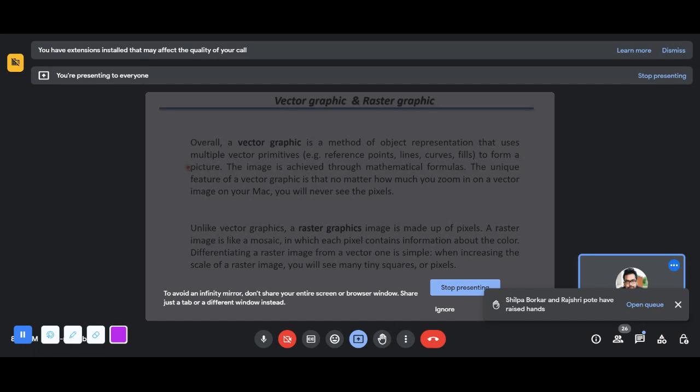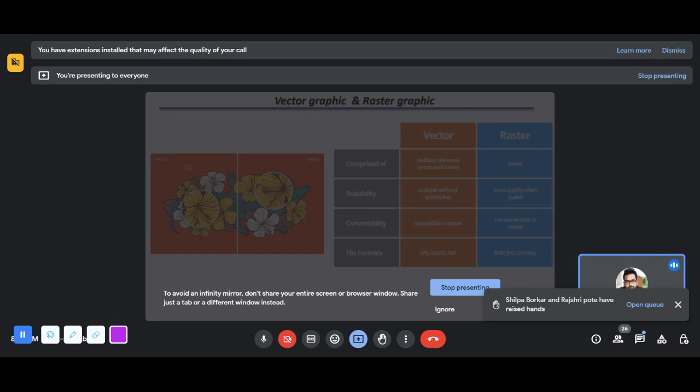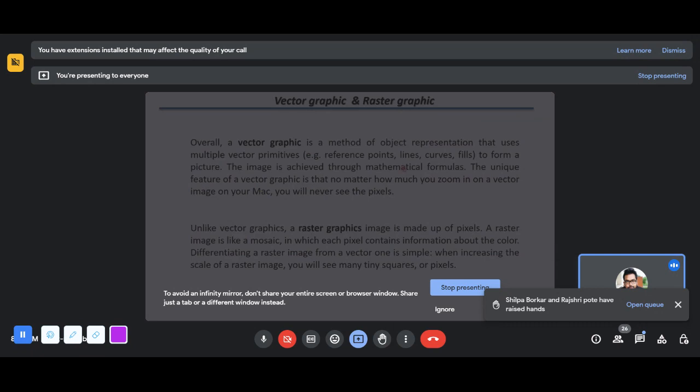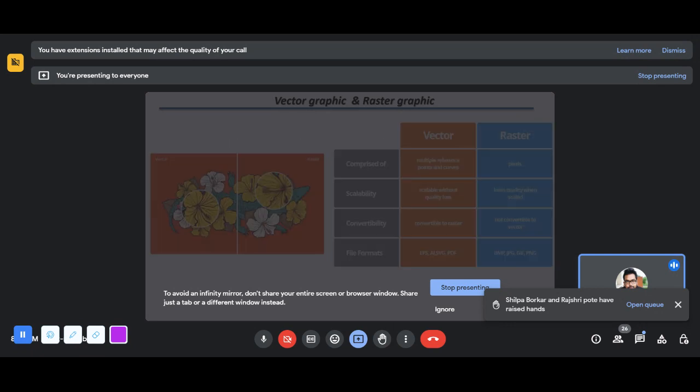Okay, and for the raster image, it is just the opposite case. It is just made up of pixels, and once you enlarge the image, you can see the pixelization of the image, and so it can get worse for presentation. So you can see from here, this is a vector image. Since it's made up of a mathematical formula, it is not pixelating however you are enlarging, and in this case for the raster one, this is pixelating. So basically these are the basic differences.